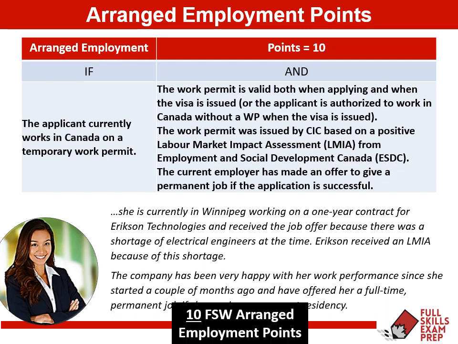So she fits into this category perfectly, where she is currently in Canada on a temporary work permit. The work permit is valid. There's no mention of it not being valid all the way through the visa being issued. The important part, of course, is that second sentence: the work permit was issued by the CIC based on a positive LMIA. And that third one is perfect as well, the third sentence. They've made an offer to give a permanent job if her application for permanent residency is successful. So she gets 10 points in the arranged employment area of the Federal Skilled Worker Program.